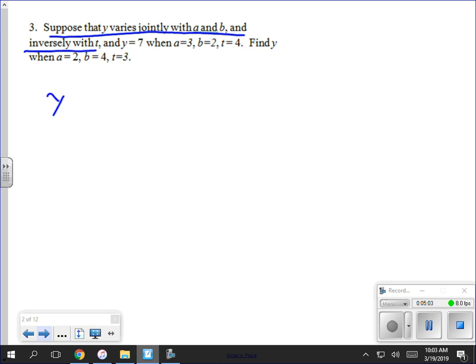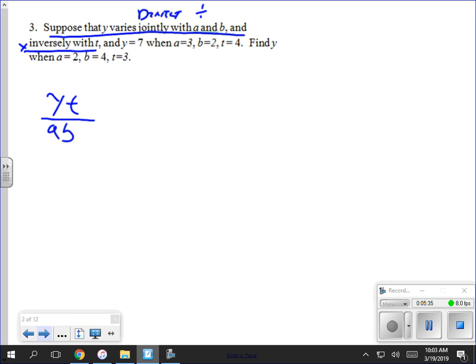So I have y. Varies jointly. Jointly is direct. Which means I divide y by a and b. Inversely means multiplication. So I have y times t. That's the relationship of my four variables. Y is times t and divided by a and b. That's the positioning of the four variables.